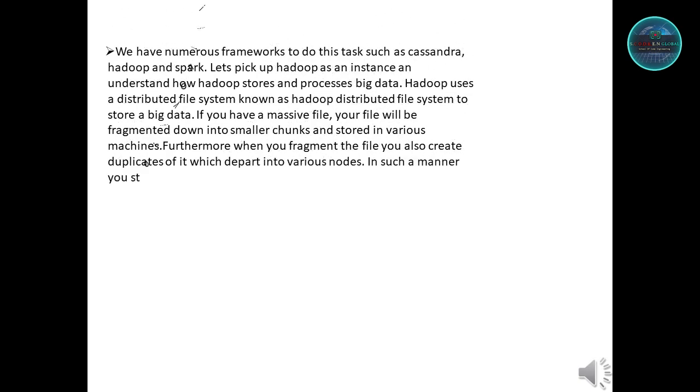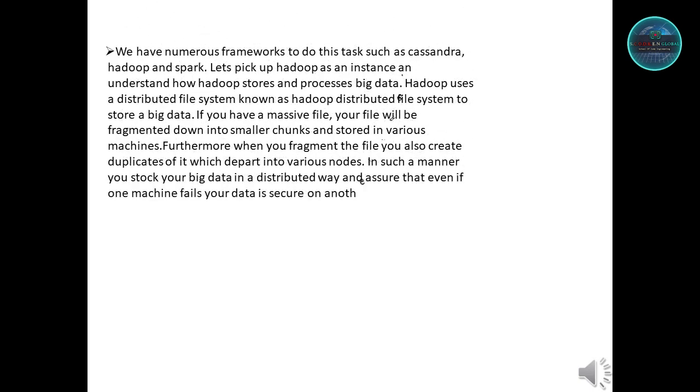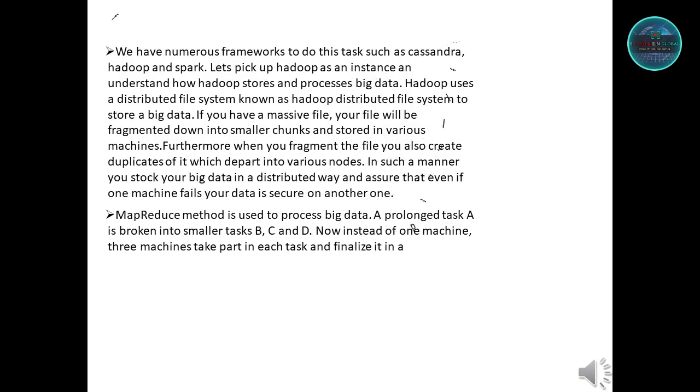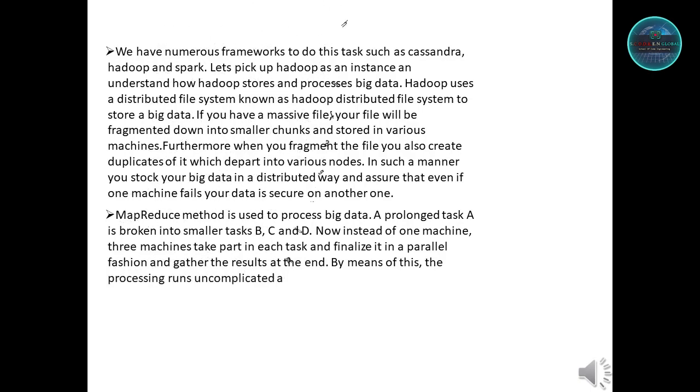In such a manner, you store your big data in a distributed way and ensure that even if one machine fails, your data is secure on another one. The MapReduce method is used to process big data. A prolonged task A is broken into smaller tasks B, C, and D. Now instead of one machine, 3 machines take part in each task and finalize it in a parallel fashion and gather the results at the end. By means of this, the processing runs uncomplicated and hasty. This is known as parallel processing.